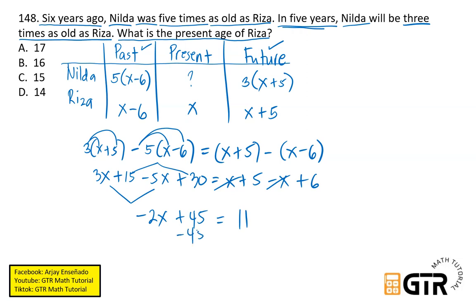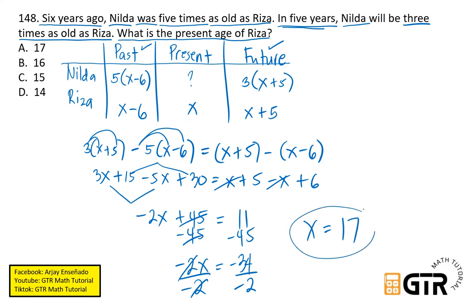Okay, so solve for x. So subtract 45 to both sides. So we have negative 2x is equal to 11 minus 45. So isubtract natin itong 45 ang mauuna. 5 minus 1, we have 4. 4 minus 1, we have 3. So the sign is negative, negative 34. And then last step, divide both sides by negative 2. So therefore, the value of x is negative 34 divided by negative 2. That is positive 17. Okay, so therefore, the correct answer is letter A, 17. Okay, so next number, number 149.